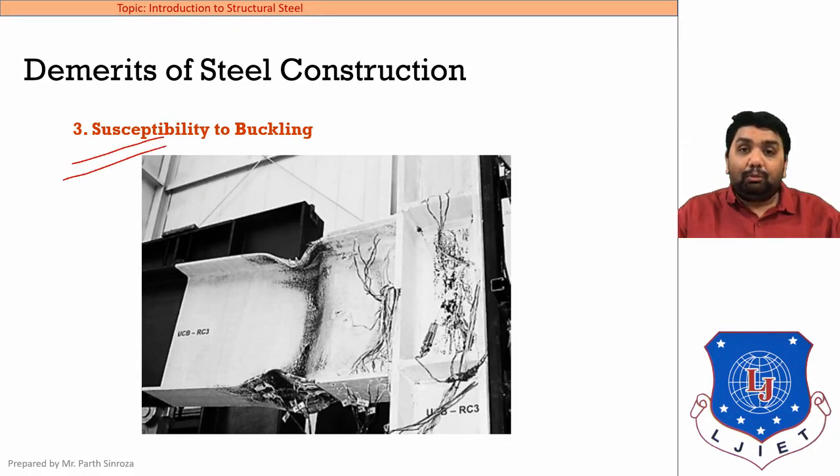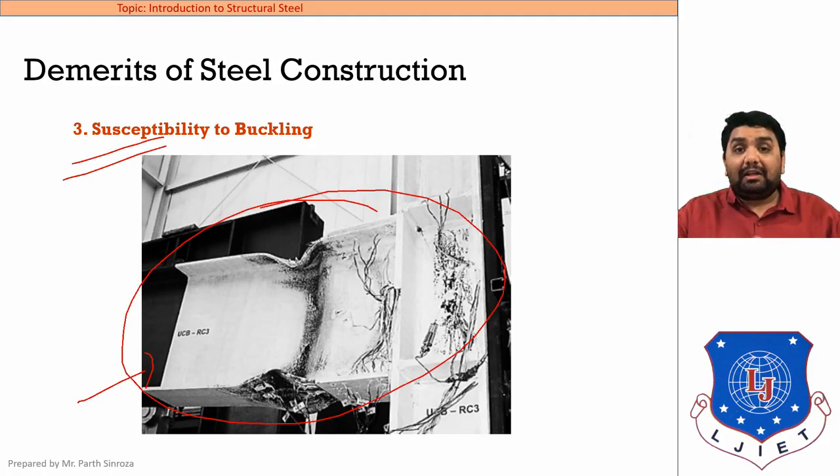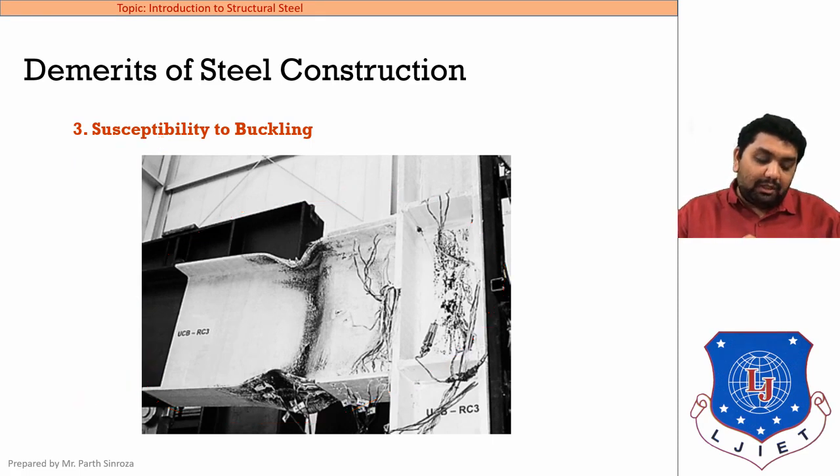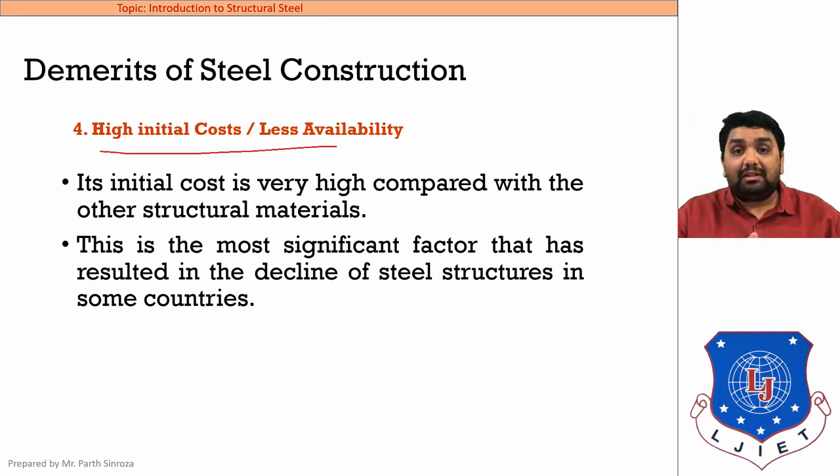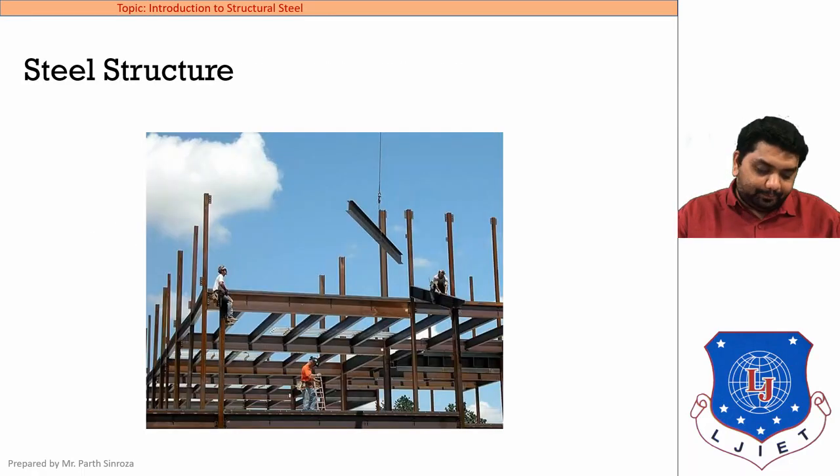Third, it will be susceptible to buckling. As you can see in the example here, the beam buckles itself, and therefore the failure can be somewhat different as compared to RCC structures. So due to this buckling also, some amount of steel is being removed or other loading criteria are being checked. The next is high initial cost and less availability. That means, as I have discussed, initial costs are very high as compared to RCC structures, and also locally made materials will be used, which differs the quality of the material.